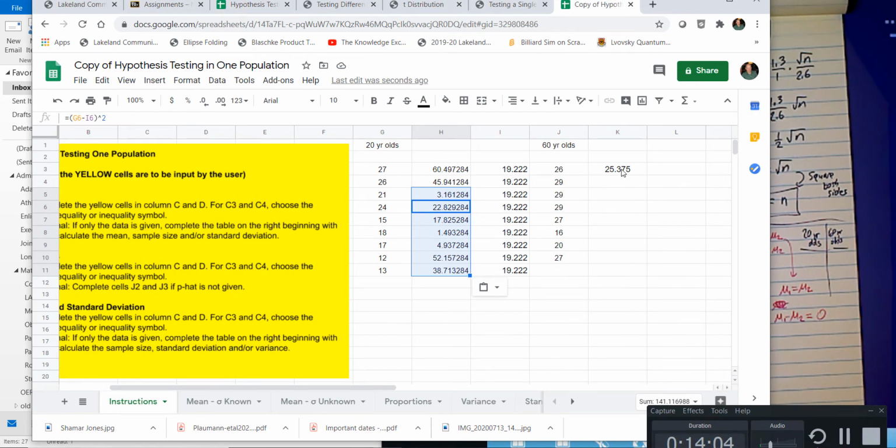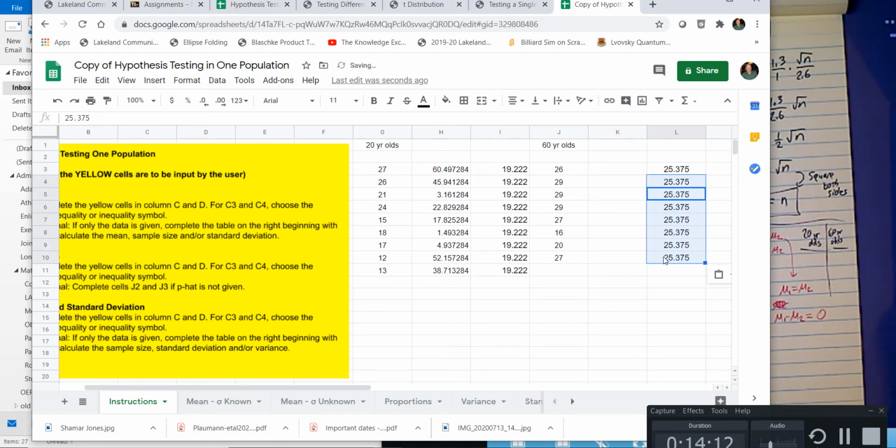I'll have to do something similar here. So I'm going to move this over, and I'm going to copy it and put it right here so that I have the 25.375 ready to go. I think if I copy this one and put it into that square with the K's, that's not what I want. I want to get that formula there. So this did not work.